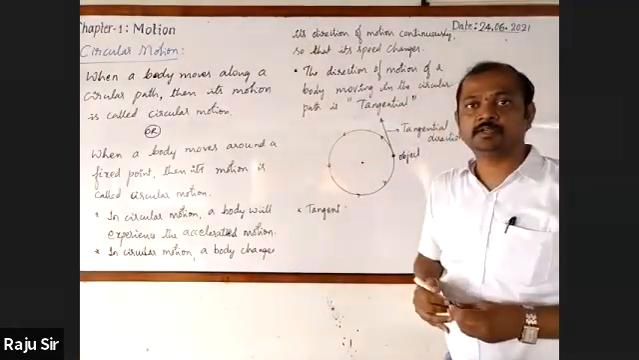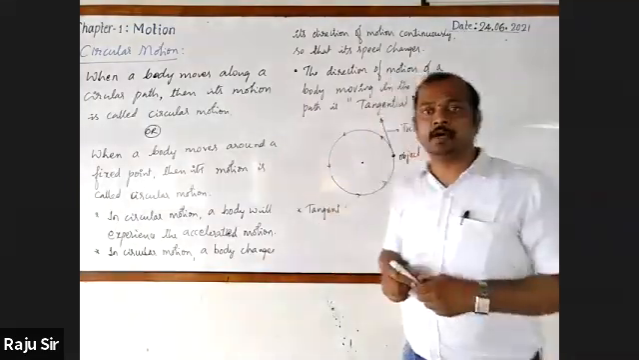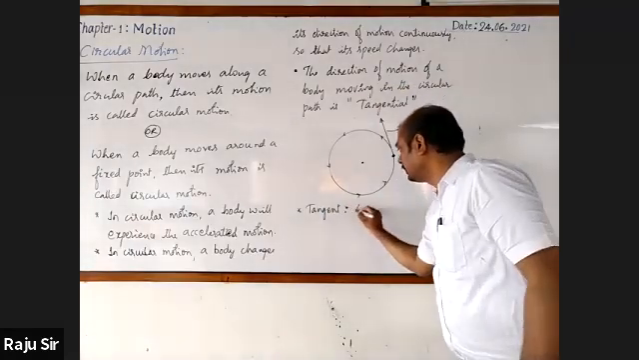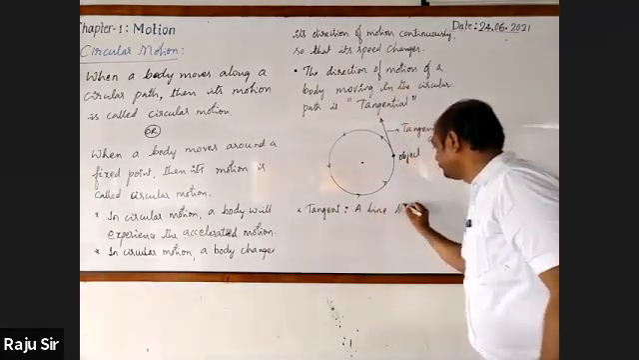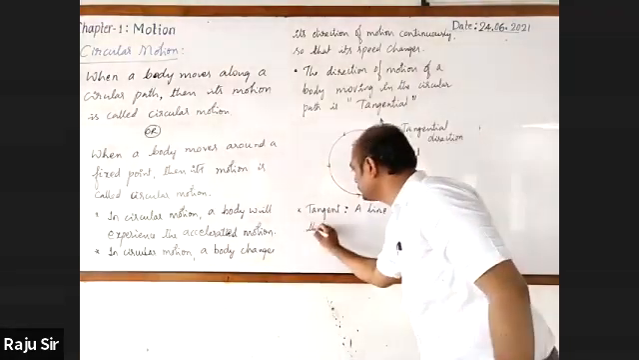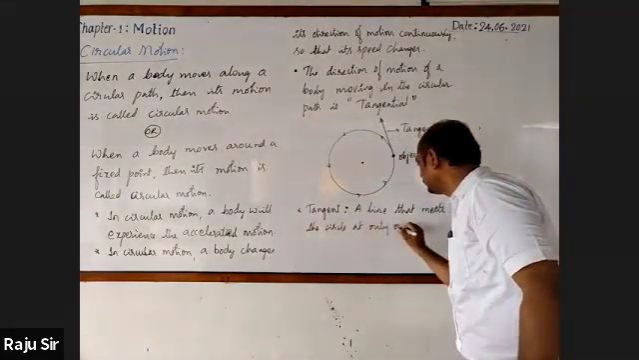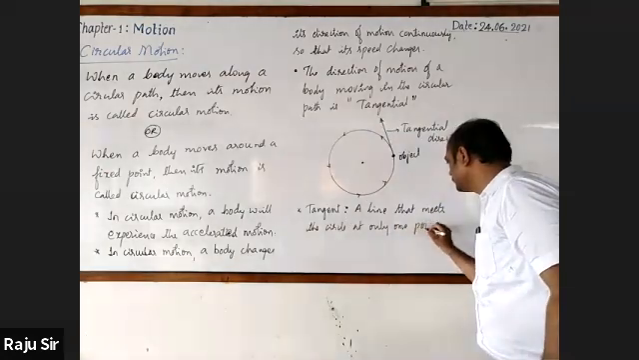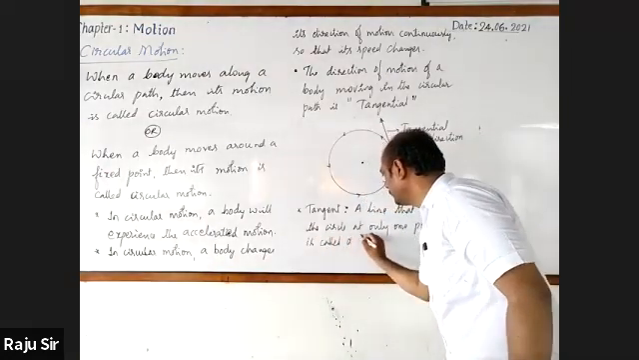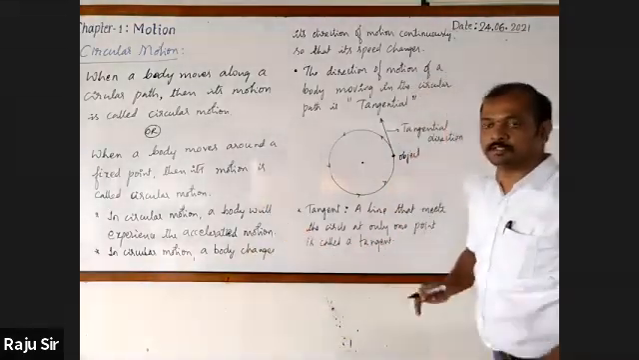Then, tangent. What is a tangent? It is a line that meets the circle at only one point. A line that meets the circle at only one point is called a tangent to a circle.